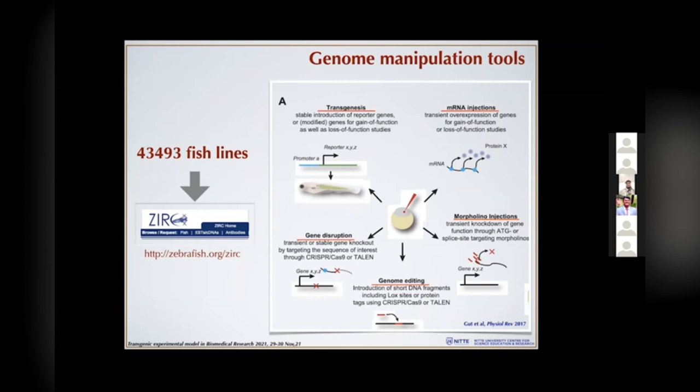ZIRC, the Zebrafish International Resource Center, is the zebrafish biobank, you could say. As of probably 3 or 4 months back, there are 43,493 fish lines available. You can order them, you can buy them. These are generally maintained as frozen lines. They do an in vitro fertilization and send across the embryos. Of course, there are certain customs restrictions, but things are more and more streamlined now. You can actually get these lines and grow them. There are challenges to raise them, but if you have a good raising system, you can actually grow them very easily. Next slide.